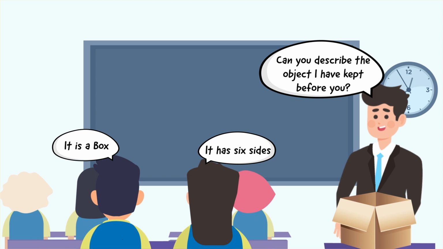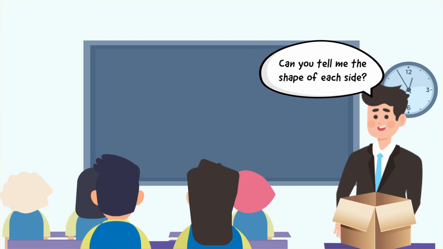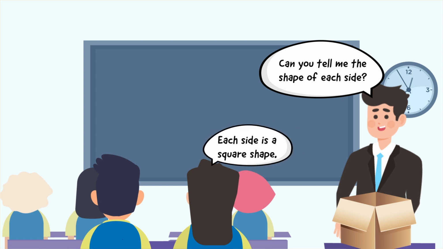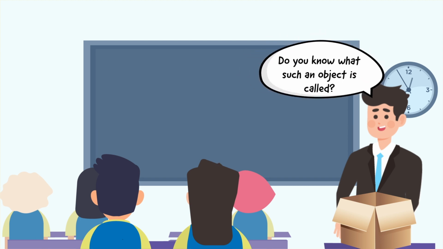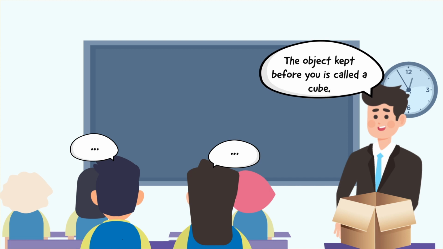Next, ask them, "Can you tell me the shape of each side?" Students may respond saying, "Each side is a square shape." Follow these responses with another question such as, "Do you know what such an object is called?" After receiving the responses, summarize and inform the students that the object kept before them is called a cube.